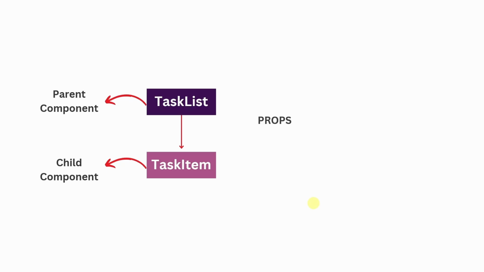So for that, we are going to use props. And props is the shortcut for property. And using props, we can flow the data in only one direction. So if the data is present inside the parent component, only that data can be passed to the child component. From the child component, I cannot pass any data to the parent component. So data can only be passed from parent to child component. The other way round, it is not possible.